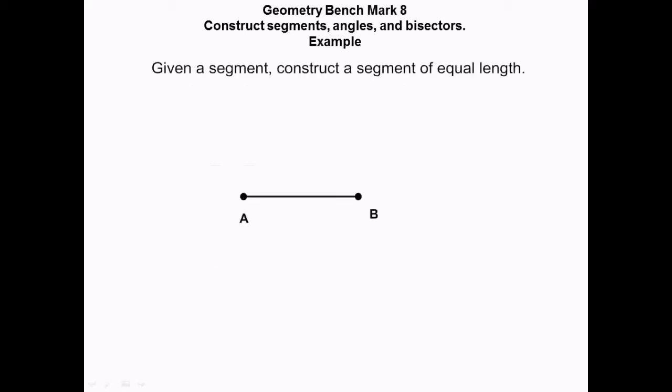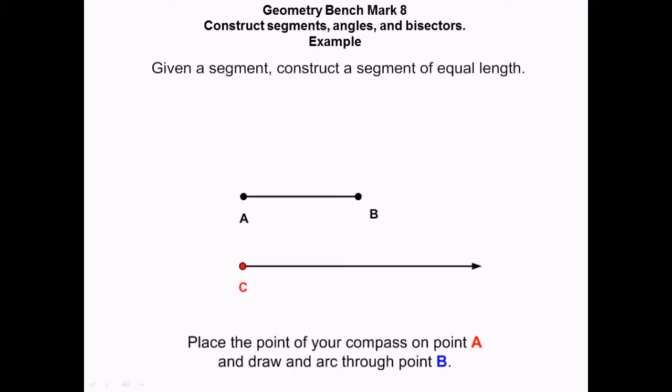Okay, so given a segment, construct a segment of equal length. Now this one we can do with just a ruler and straight edge. We can measure the length of the segment and then draw one the same length. So we use a straight edge to draw a ray with point C. We can do this with a compass. Here, I'll come up there.